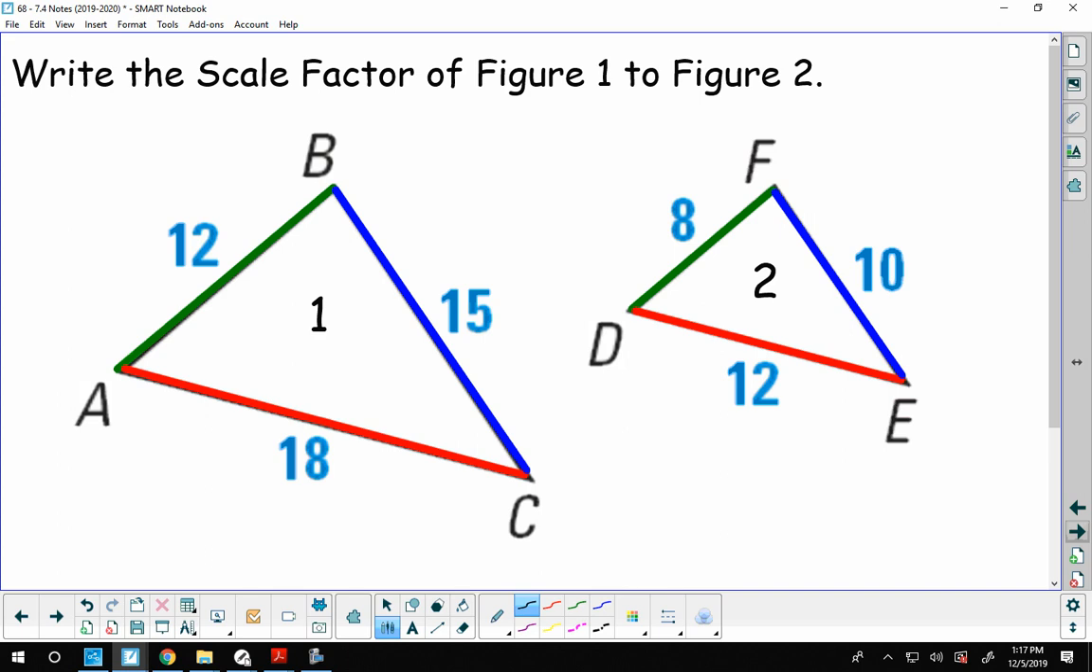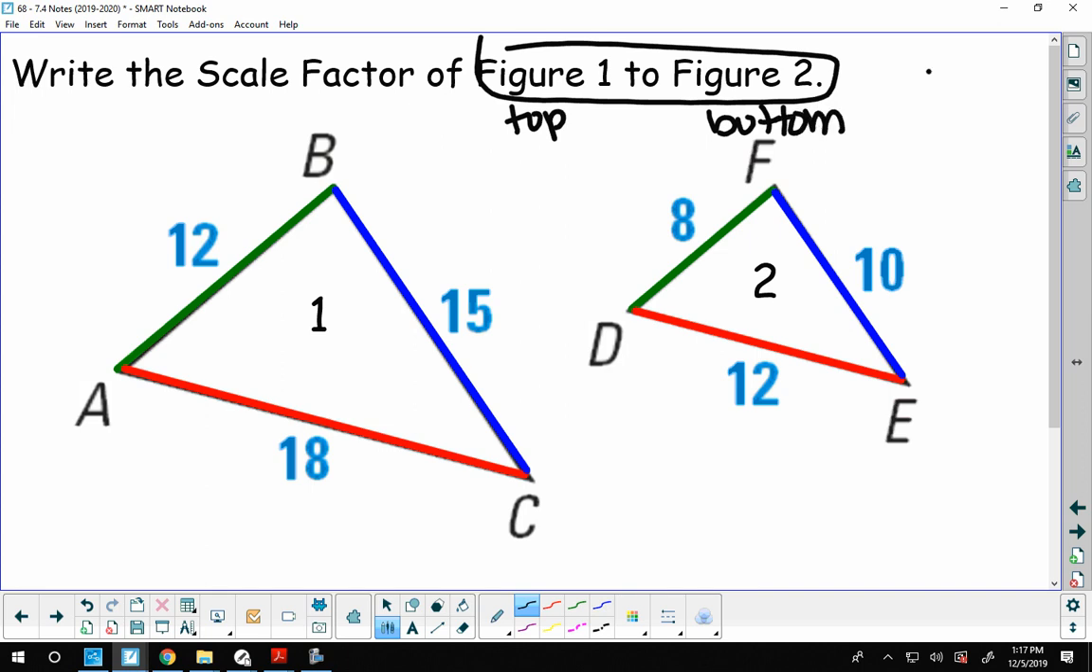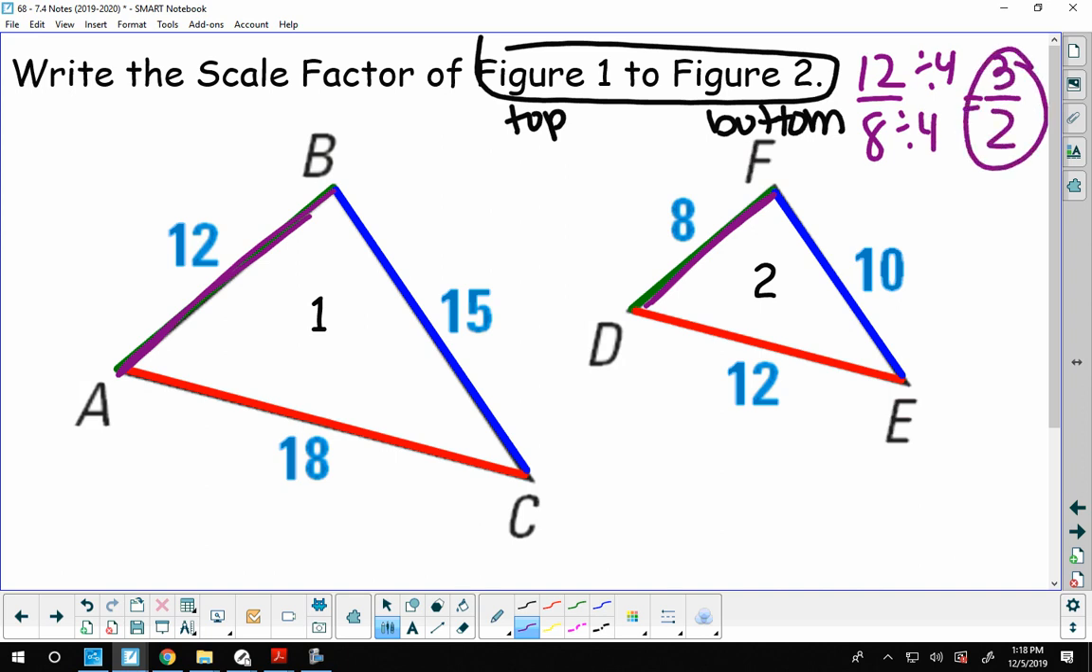Scale factor figure 1 to 2. So this is important. The order does matter. So figure 1 is going to be in the top, figure 2 is going to be in the bottom. So let's pick any side. It doesn't matter which one, because all the ratios are going to be equal, since we just proved that they were similar, and we showed that all the ratios of the corresponding side lengths were equal. So let's pick figure 1. Maybe let's just pick 12. Corresponds to 8 in figure 2. If we take a 4 out of both of those, we get 3 over 2 for our scale factor of figure 1 to figure 2.